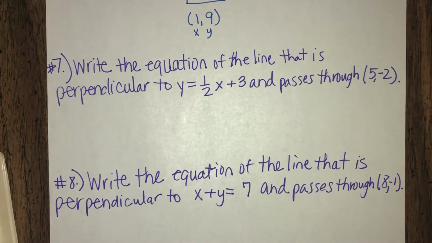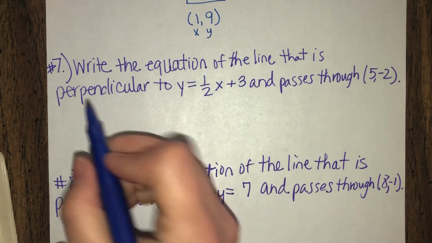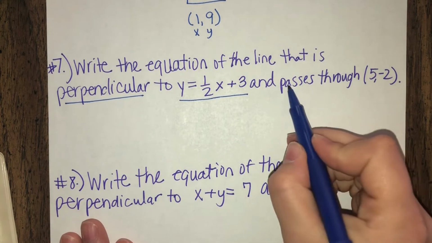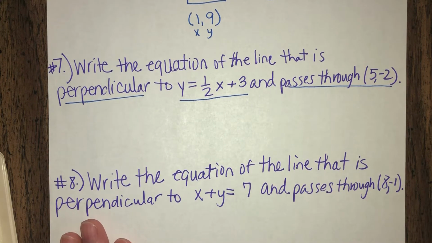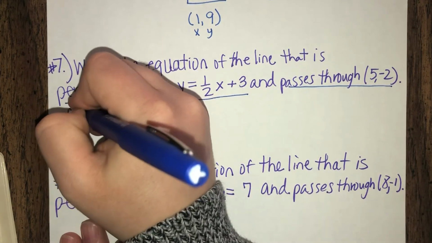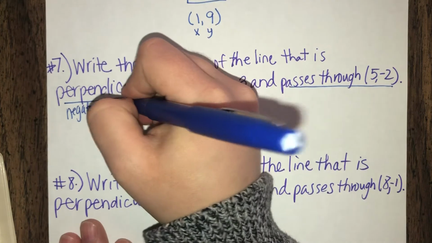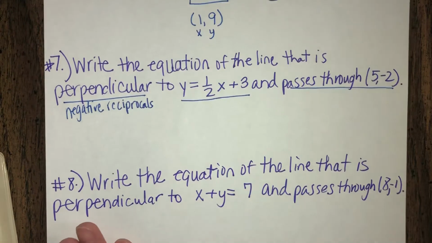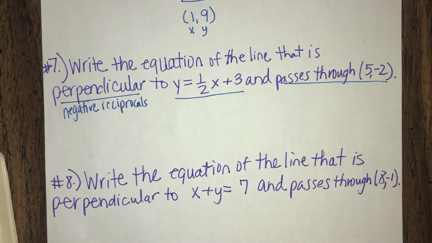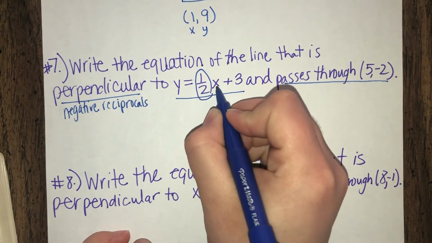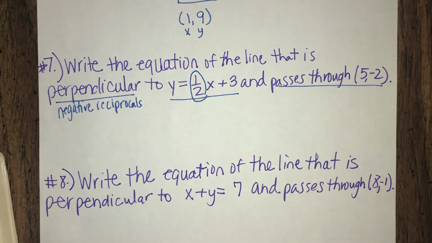Number 7, write the equation of a line that is perpendicular, keyword, to y equals 1/2 x plus 3 and passes through point (5, negative 2). So perpendicular is negative reciprocals. And remember what we had talked about, we're flipping it and reversing it. So the first thing I have to do is find the m that they have given us, always next to x. Nice thing about this equation, it's in y equals form. No need to worry about what my slope is. I can see it right away.